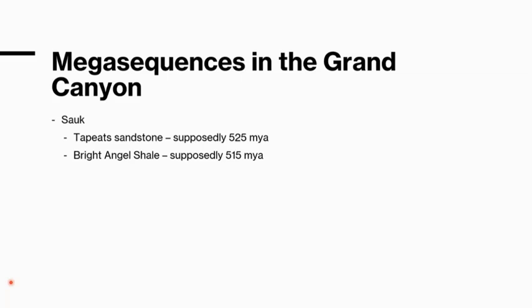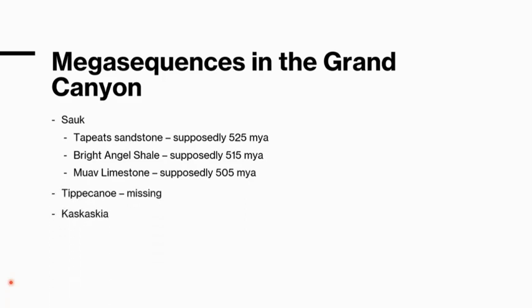And so these are the ages that they put on these things. The Bright Angel Shale, which is right above the Tapeats Sandstone on the bottom, that's 515 million years. And then you got the Muav Limestone, which is 505. See, so there's your mega sequence right there. Tapeats Sandstone, Bright Angel Shale, and the Muav Limestone. Okay? Now, there isn't any Tippecanoe. Then in the Kaskaskia, you get the Redwall Limestone, supposedly 360 million years ago. You can see about a 145 million year gap between the Muav and the Redwall.